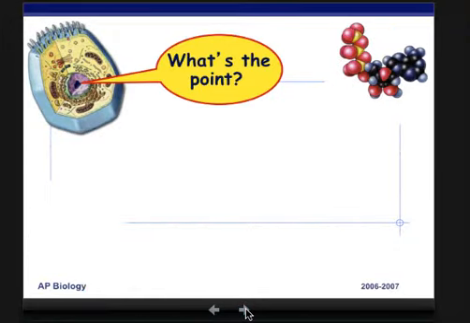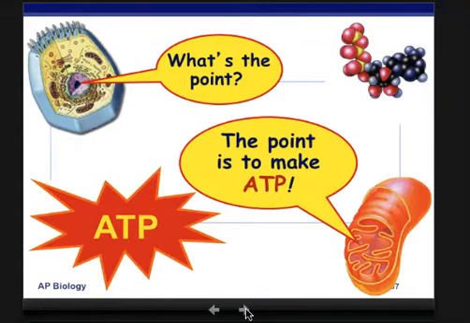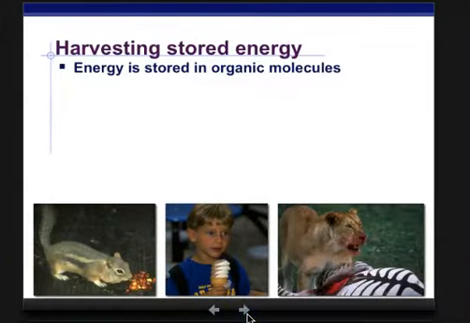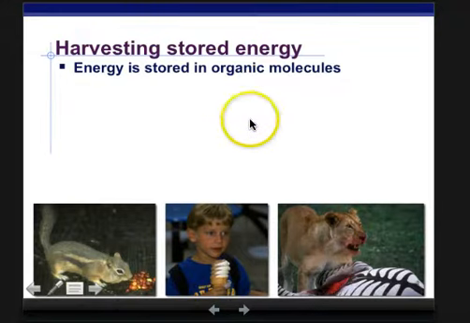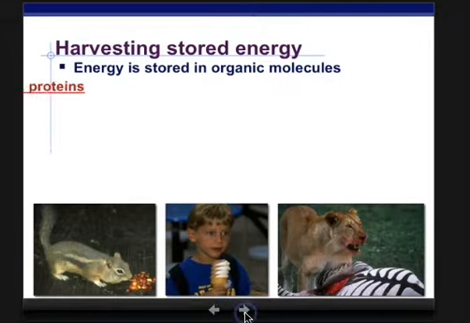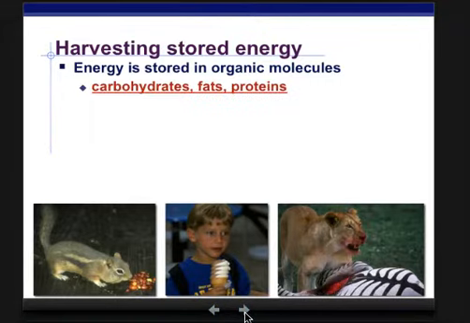Alright, so what's the point of cellular respiration? You should probably know by now. The point is to make ATP, and this of course happens in mitochondria. Okay, we have to eat to take in the fuels to make ATP, which will then be used to help us build biomolecules and grow and move and live. So the energy is stored in the organic molecules that we consume, the carbohydrates, fats, and proteins.